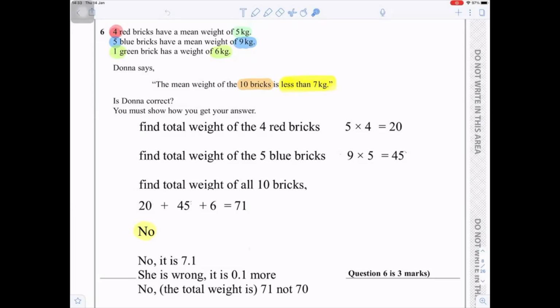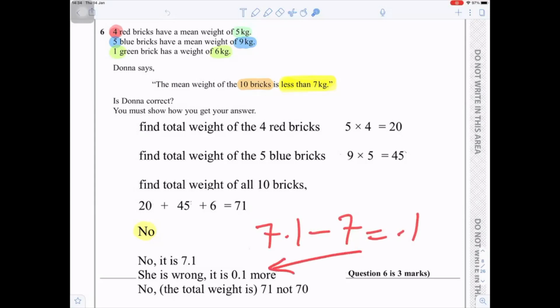And if you find the mean, 71 divided by 10 is 7.1. So the mean would be 7.1. So is Donor correct that it's less than 7 kilograms? No, because it is 7.1. 7.1 is not less than 7. So the answer is no, she is wrong. 7.1 is 0.1 more than 7.